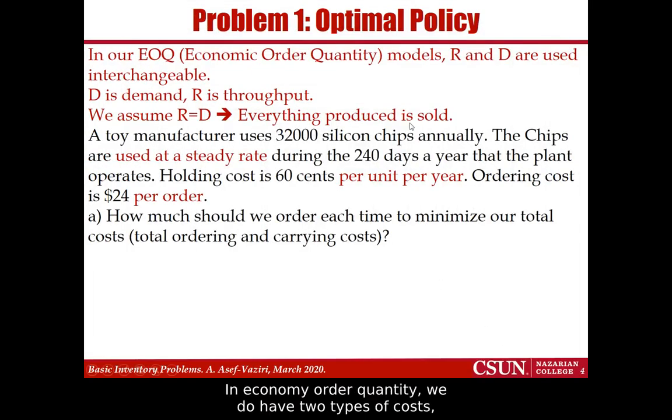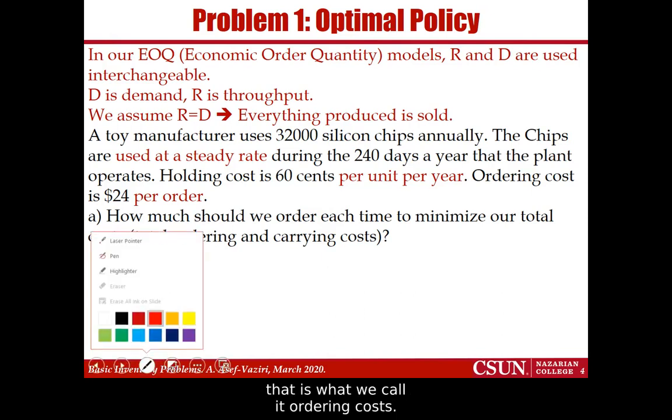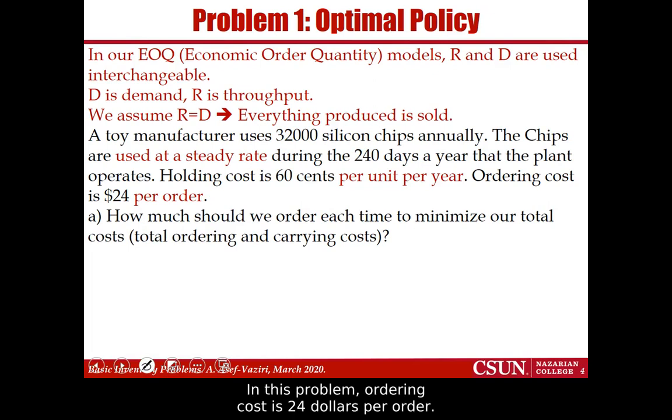In economic order quantity, we do have two types of costs: ordering cost and carrying cost. Each time you order, you have a fixed cost. That is what we call ordering cost. In this problem, ordering cost is $24 per order. So each time you order, you should pay $24. It is the cost of preparing the order.